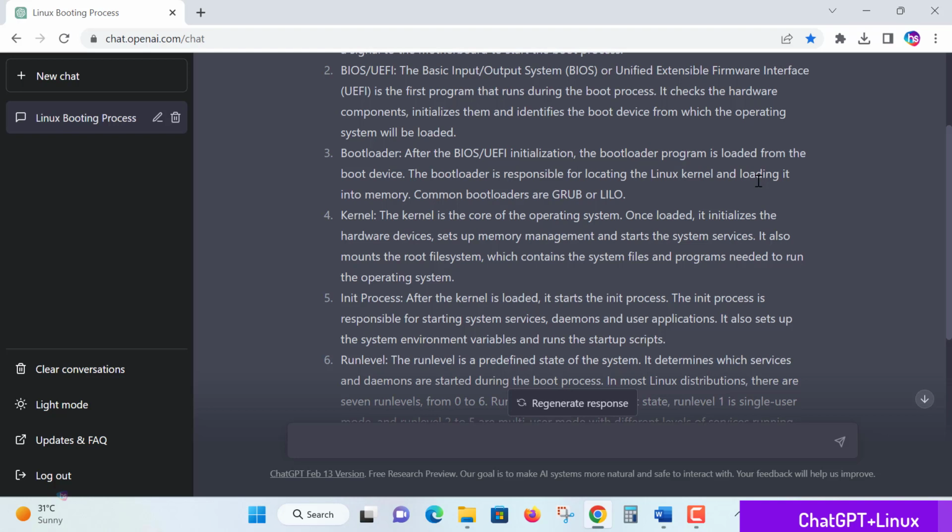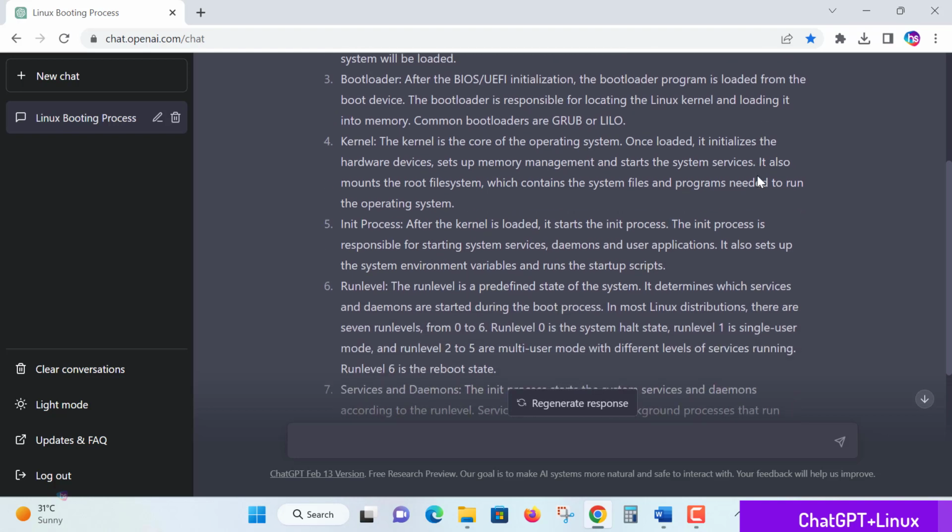Next, the kernel. So what is the kernel? The kernel is the core of the operating system. Once loaded, it initializes hardware devices, sets up memory management, starts the system services, and mounts the root file system. Mounting is nothing but detecting and recognizing the hard disk drives where data is stored, understanding that the device is there. These programs run to initiate the operating system.